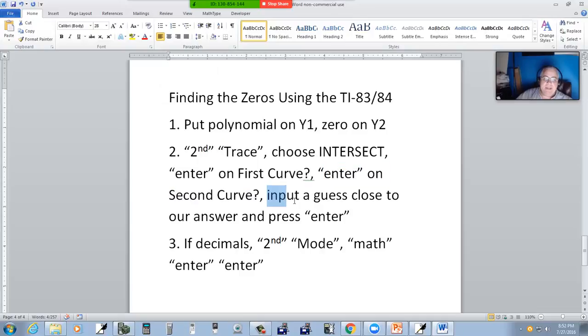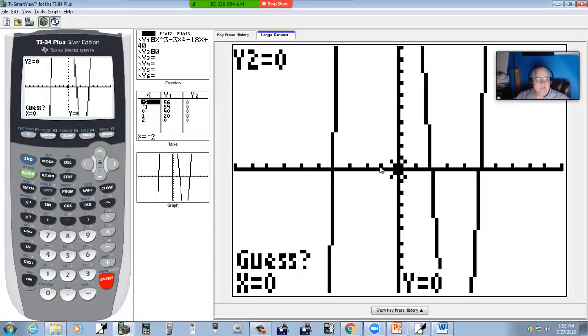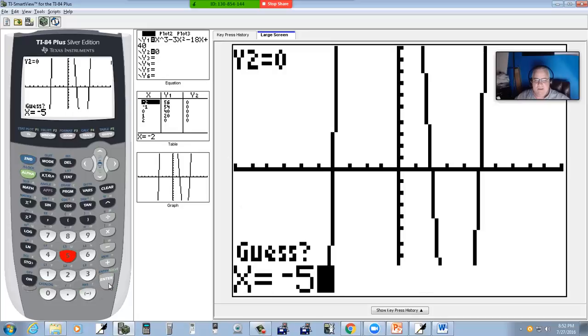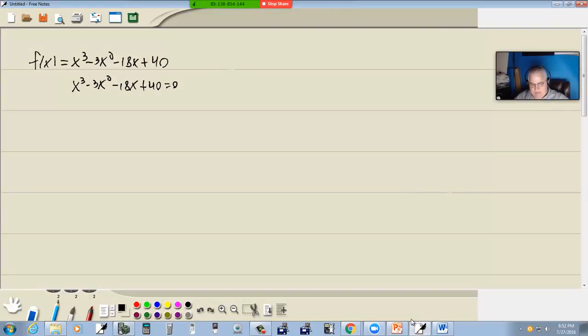Now when I say input a guess close to our answer and press enter, our answer is where it crosses the x-axis. And you see, look at a little blown up picture of this. Looks like it's crossing at -4. So let me put -5 in for my guess. So I'll type in -5 and press enter. And what it'll do is it'll find the answer closest to your guess. So it comes back and tells us the intersection is x equals -4. So that's our first answer.